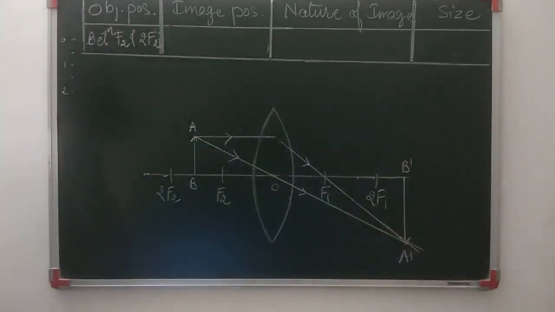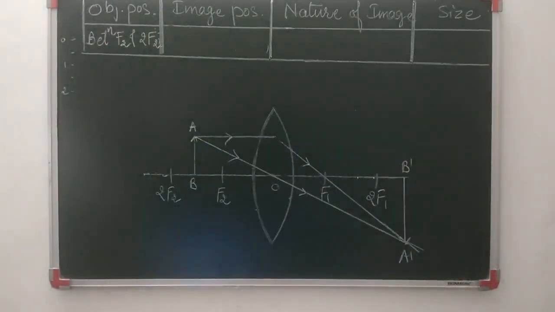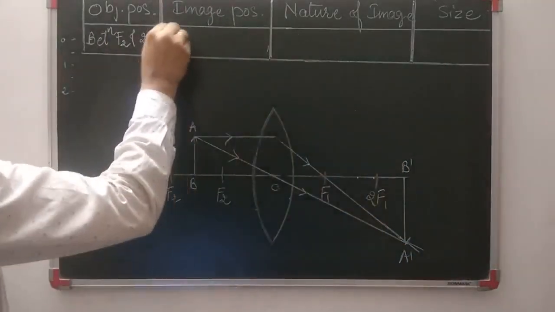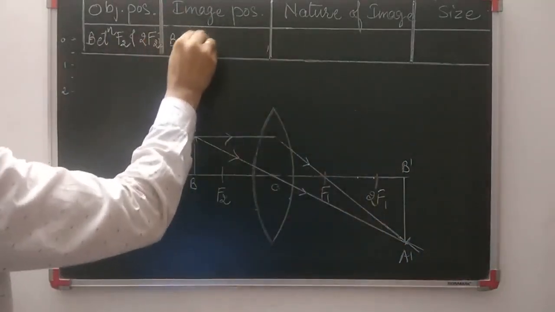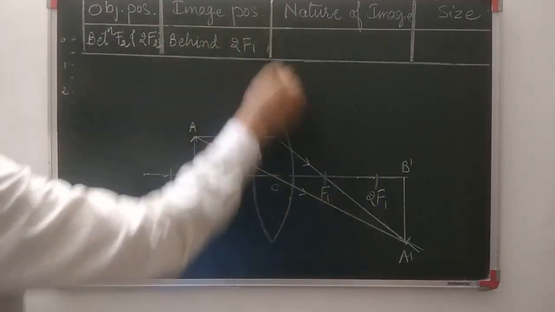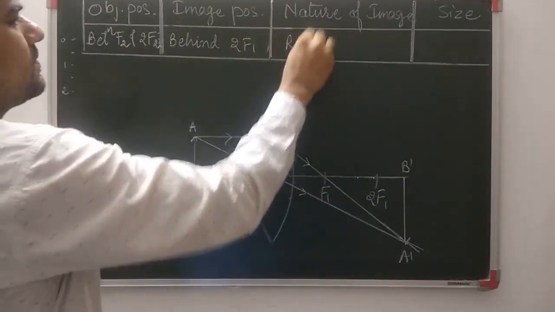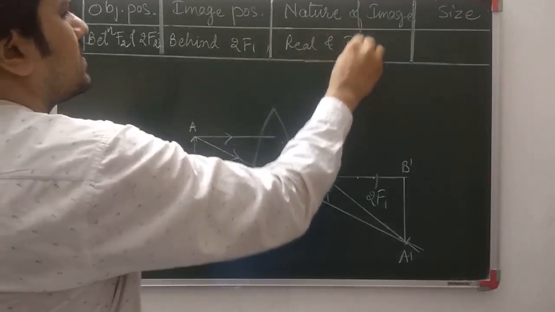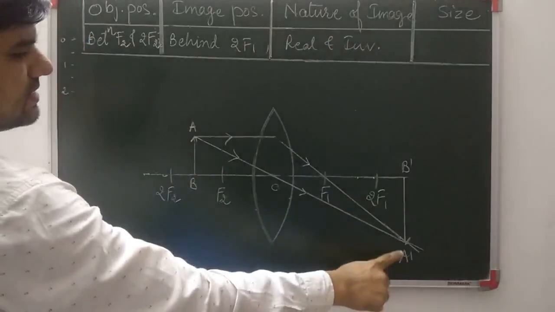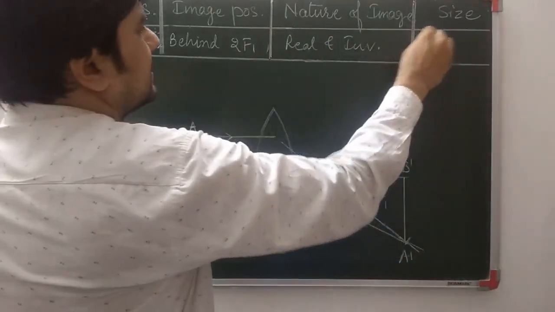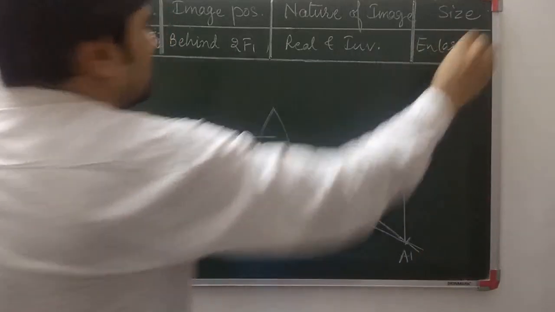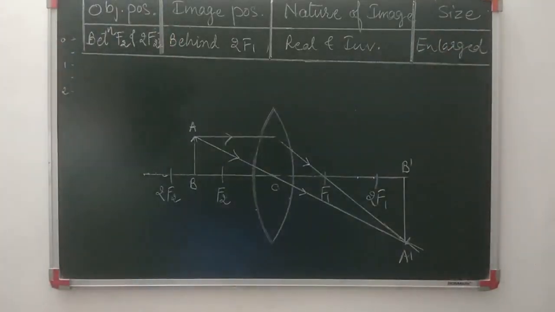So let us write all the properties of this kind of formation of the image. Where the image is, you can see it is behind 2f1. Nature, again it is real and inverted. And look at the size. Look at this size and look at the size of the image. So we can see it is enlarged. You can write magnified also. Enlarged, magnified, both are the same thing.